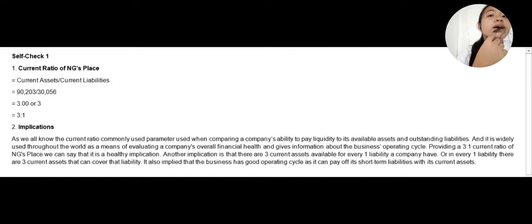implication. As we all know, the current ratio is a commonly used parameter when comparing a company's ability to pay, its liquidity, to its available assets and outstanding liabilities. And it is widely used throughout the world as a means of evaluating a company's overall financial health and gives information about the business operating cycle. Given a 3.1 current ratio of NG's Place, we can say that it is a healthy implication.